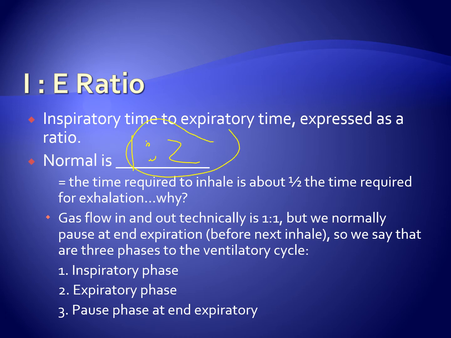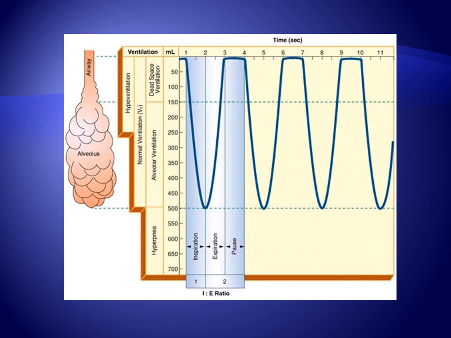When you look at something like emphysema that has a long time constant, it could be 1-to-3, 1-to-4 when we look at those patients. All right, I love this graph. I know you may not love this graph, but this graph looks at your depth of breathing and what it really means.